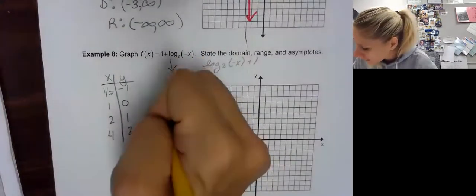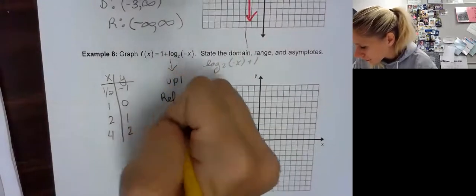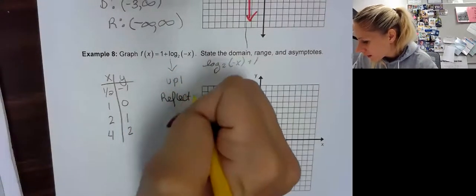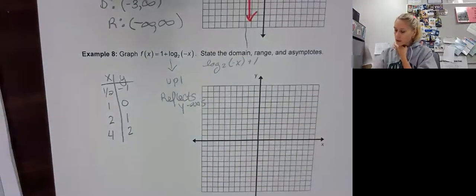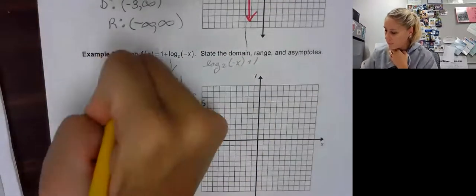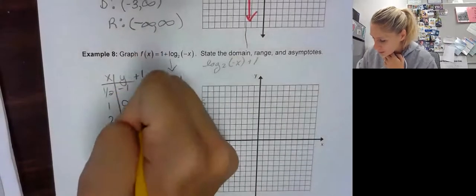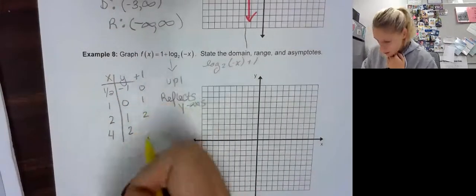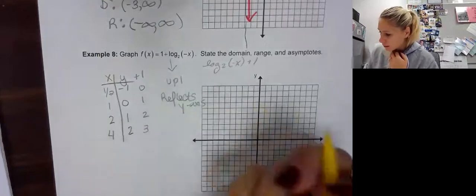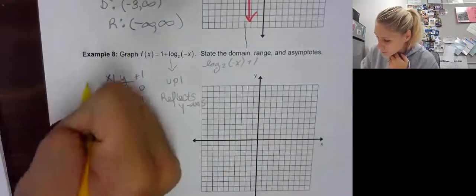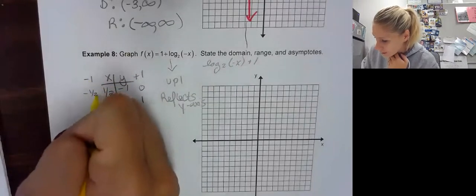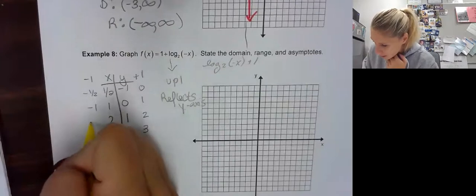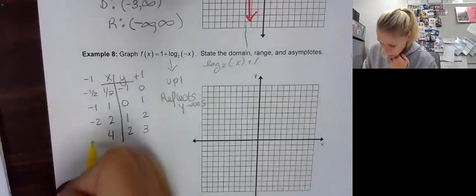Well, negative on the inside reflects, but it reflects where, guys? It reflects across the y-axis. Okay? So let's interpret that with our table. Up 1 means we add 1 to y. So I get 0, 1, 2, and 3. Reflects across the y-axis means that we multiply our x by -1. So -1/2, -1, -2, and -4.